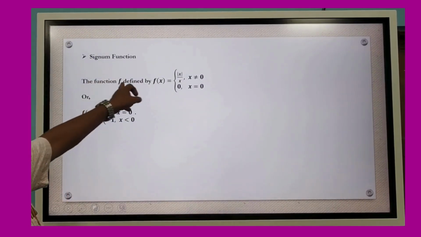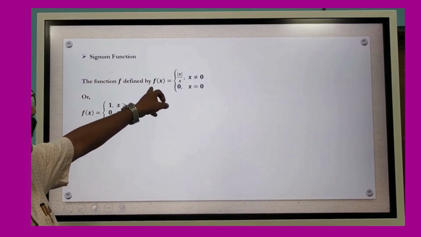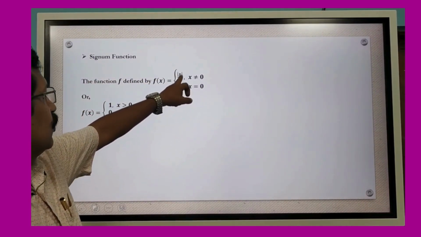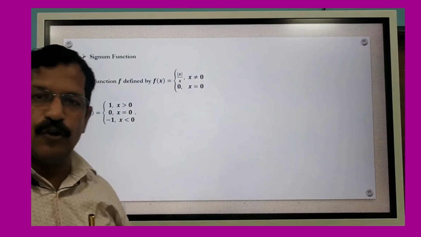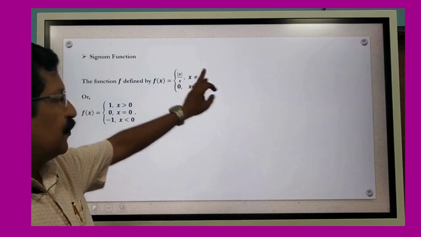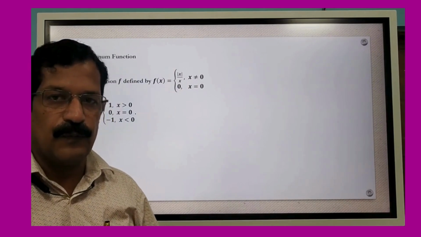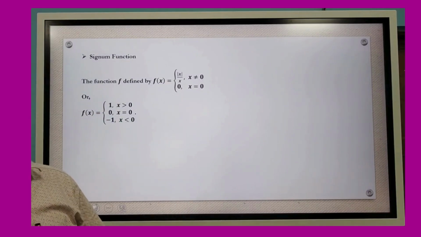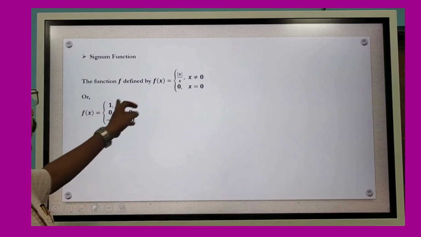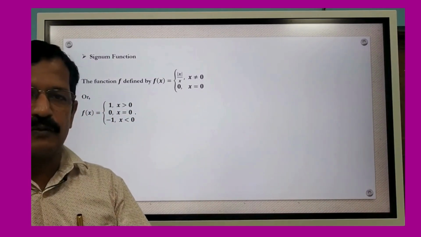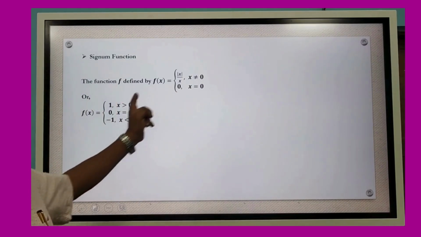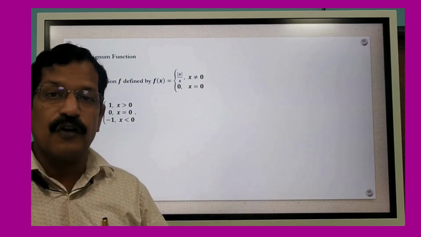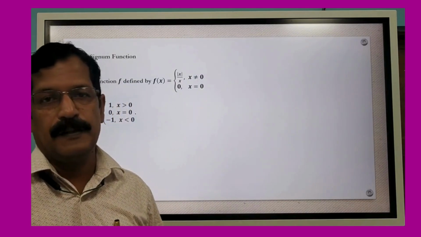Next is a signum function, another important function. The function f defined by f of x is equal to modulus of x by x when x is not equal to 0, 0 when x is equal to 0. Otherwise, f of x is equal to 1 when x is greater than 0, equal to 0 when x is equal to 0, equal to minus 1 when x is less than 0, is called the signum function.